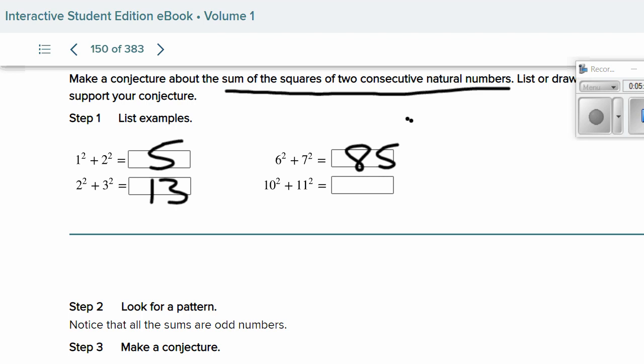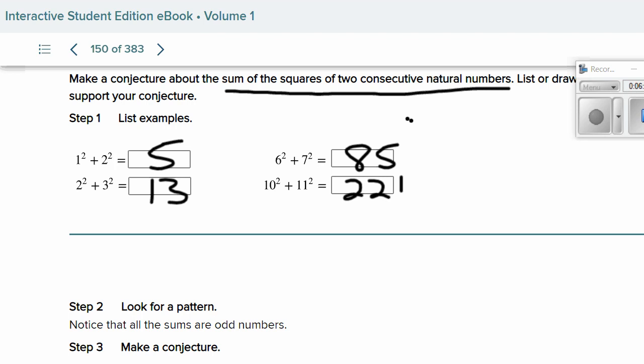10 and 11 are consecutive numbers. 10 squared is 100. 11 squared is 121. So I think I get 221. Okay. So we've done kind of what they've asked us to do, but now we've got to be able to come up with some kind of conjecture about these numbers.